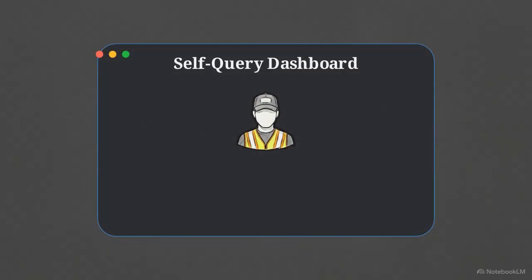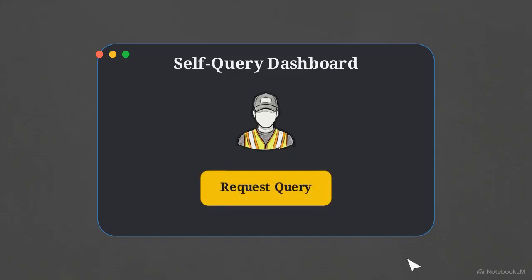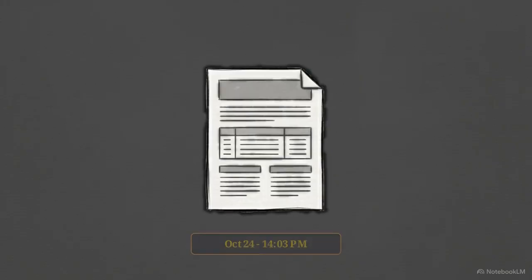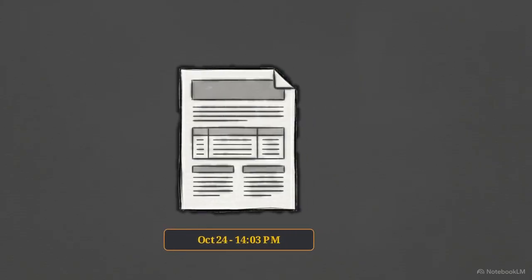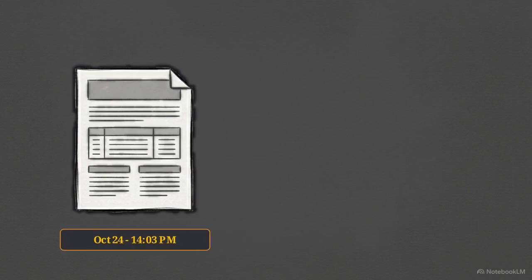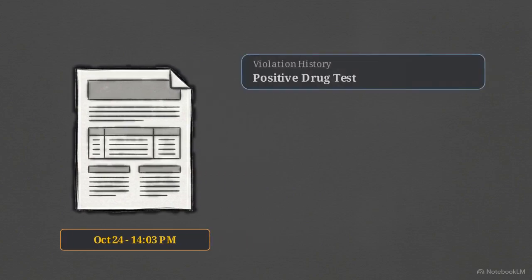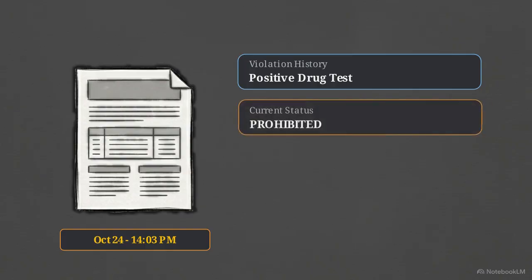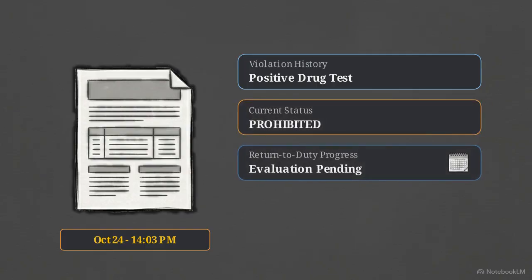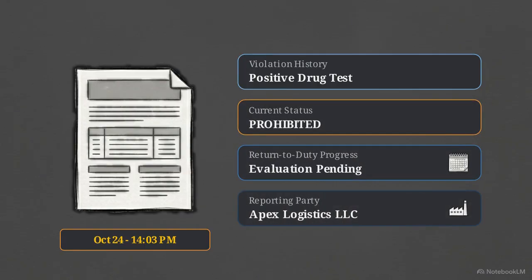Registration provides access to the self-query protocol, allowing you to request a real-time audit of your data at any moment. When you initiate that query, the system generates a report that is permanently timestamped to the exact minute of your request, giving you a verifiable record of exactly how current your information is. If an entry exists, the report details the critical compliance variables: your violation history, your current prohibited status, your return to duty progress, and the specific party that reported the data.